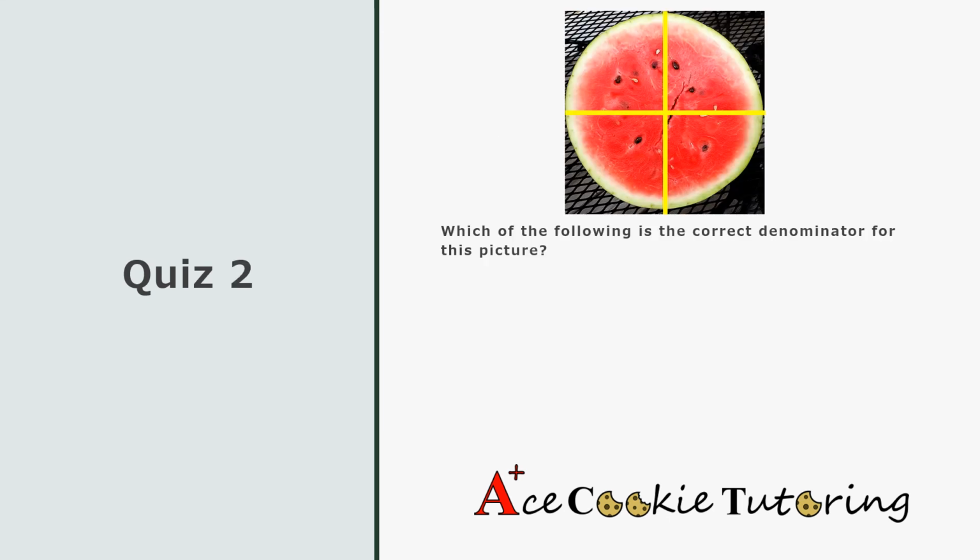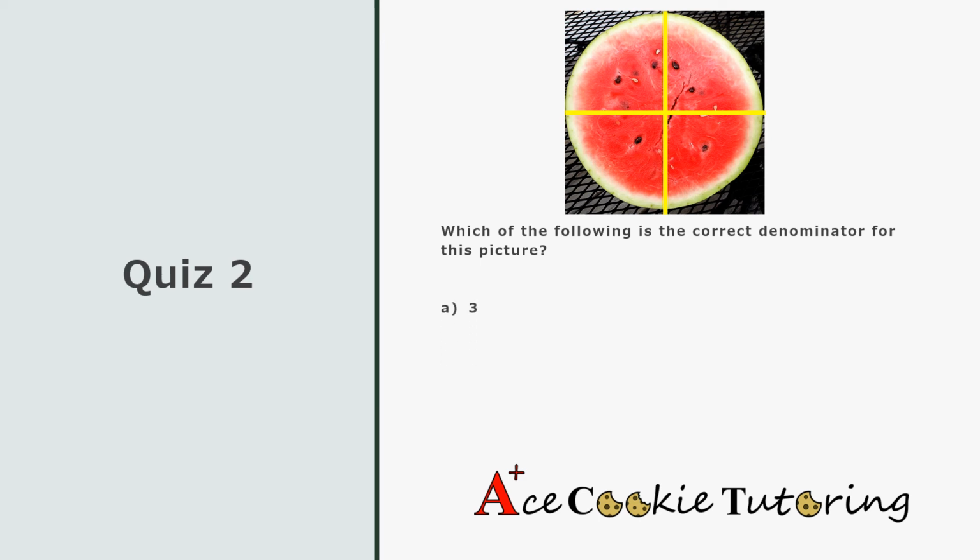Okay, let's go for question number 2, quiz number 2. This question says, which of the following is the correct denominator for this picture? Think about what a denominator is, and then take a moment to look at the picture and decide how many pieces that watermelon is being cut into. And decide, is the denominator the top or the bottom? Remember, is it how many you have, or is it the total? Try to remember. Otherwise, go back and re-listen to previous slides.